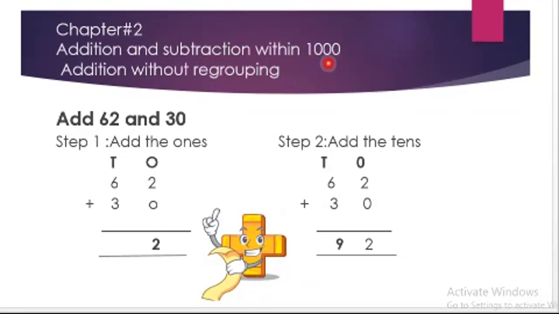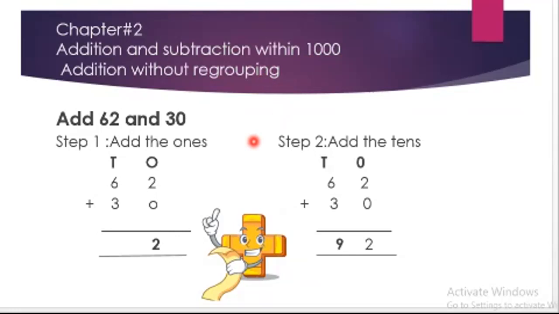I planned this lecture so that the starting work is very easy, but gradually we will move toward the next level, adding numbers in hundreds and then thousands as well. So let's start: addition without regrouping. Regrouping means carrying a number over; in these examples you are not going to carry any number, because it's very easy and you can easily do it.